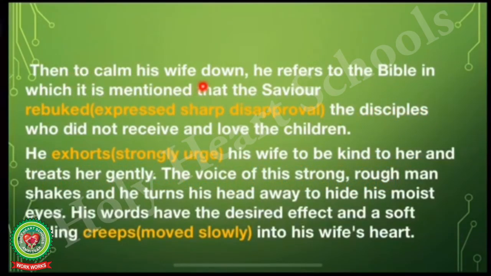Then, to calm his wife down, he refers to the Bible, in which it is mentioned that the Savior rebuked the disciples who did not receive and love the children. Please underline the word rebuked and write down expressed sharp disapproval. So Joe Thompson confronts his vinegar-tempered wife, Jane Thompson, after he lays Maggie on the bed and comes out.